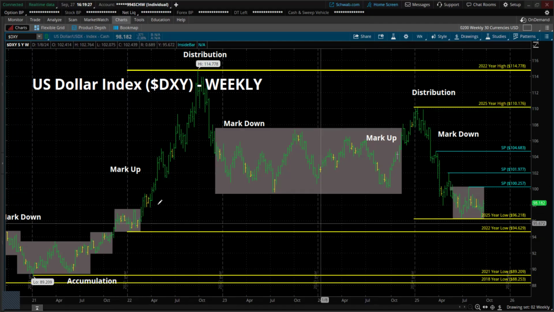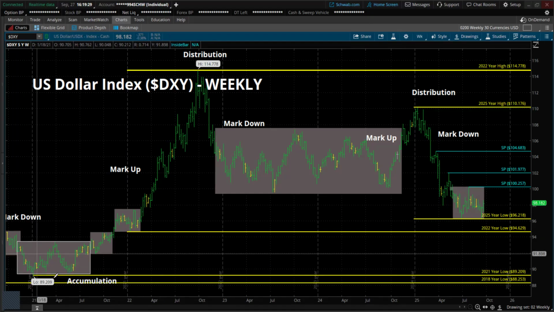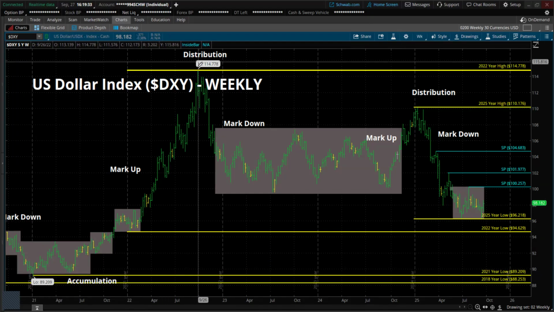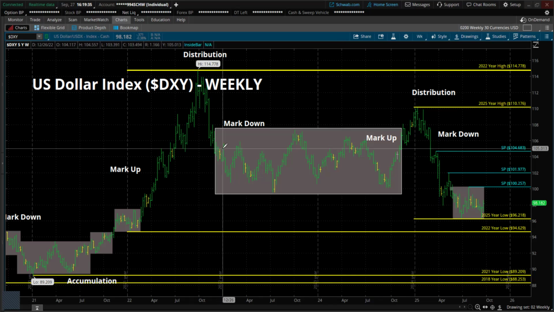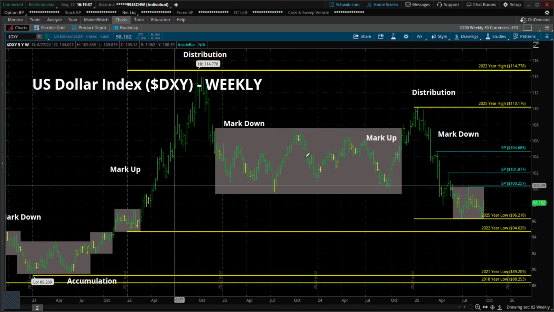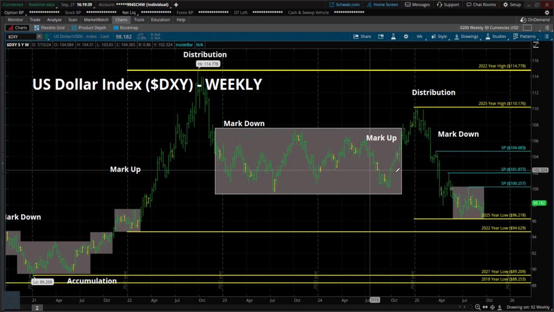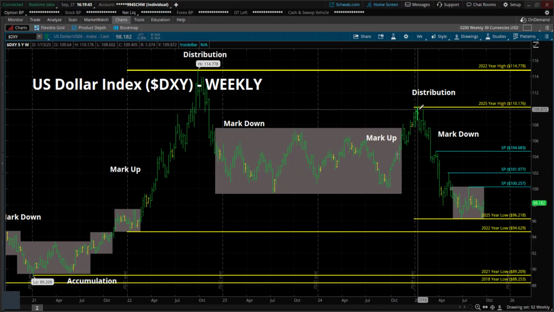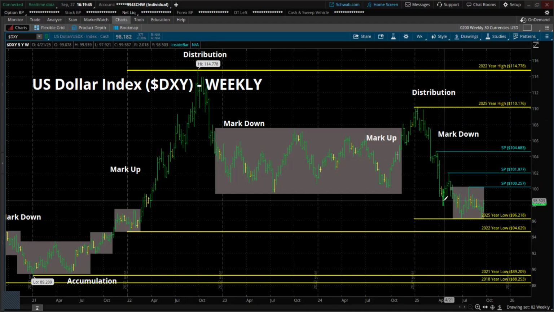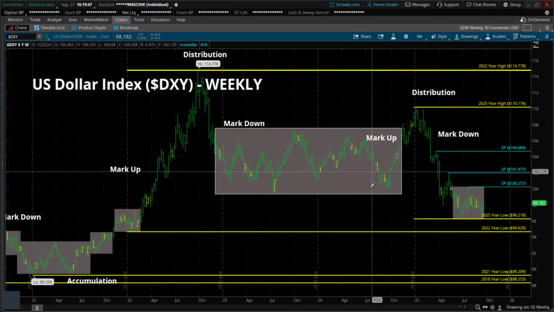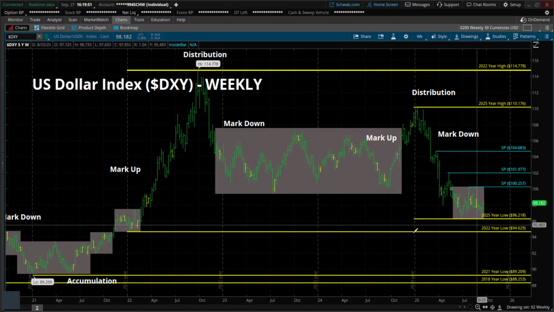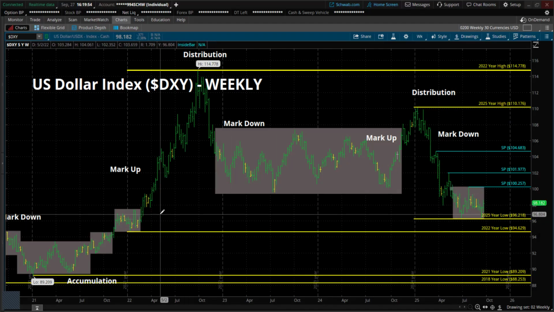The US dollar index. Bottom left, the low of 2021: accumulation, markup phase, markdown phase, a huge consolidation over several years, running up into the end of last year and doing a reversal this year, taking out the low of these 2 years. And then all the way down into the range of 2022. Wow.